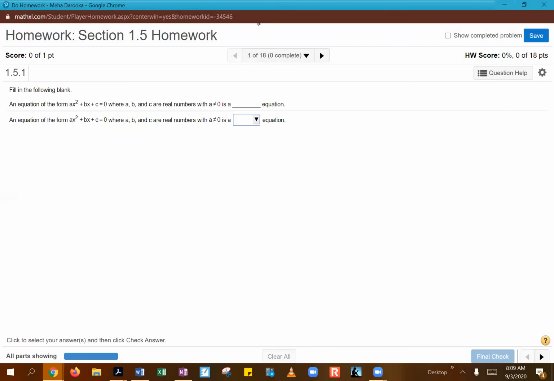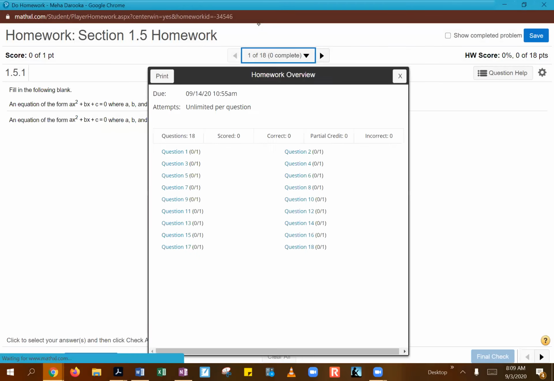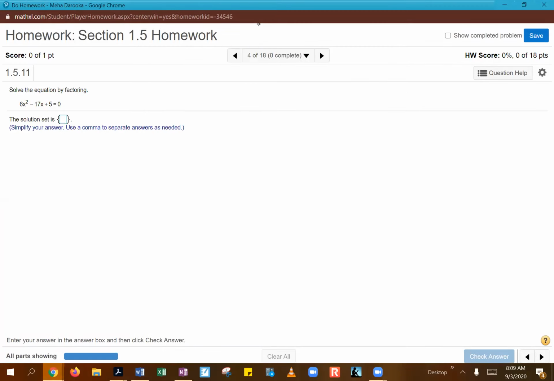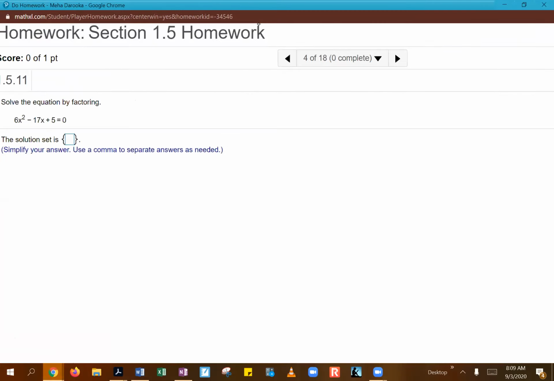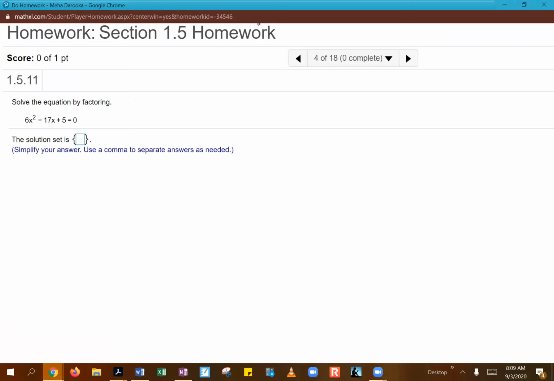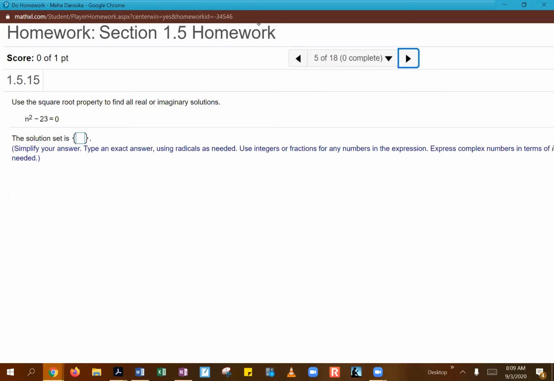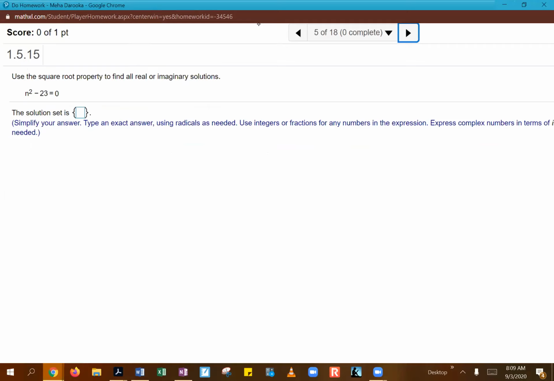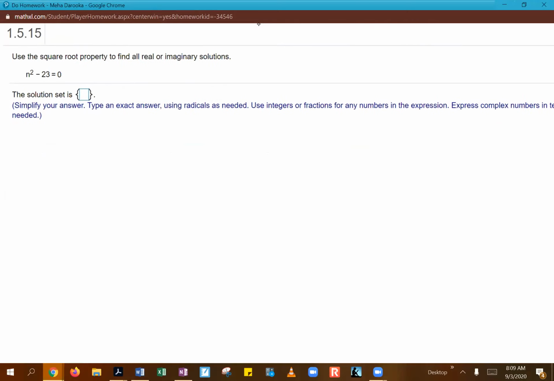Okay, so let's see. Number 4 was the example we had done last time with factoring. So let's pick an example here with our square root property. So maybe something like this.